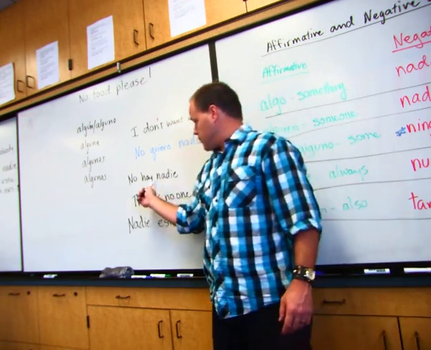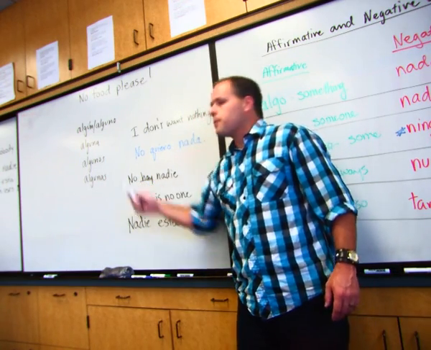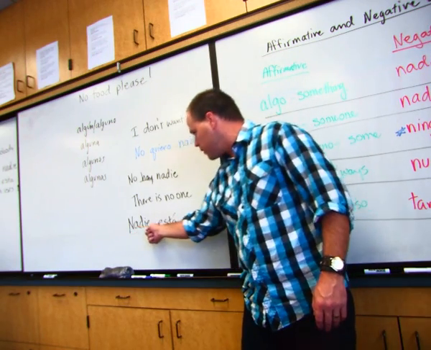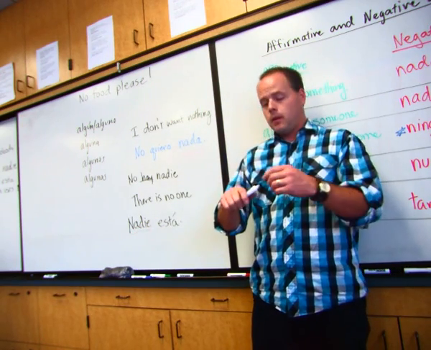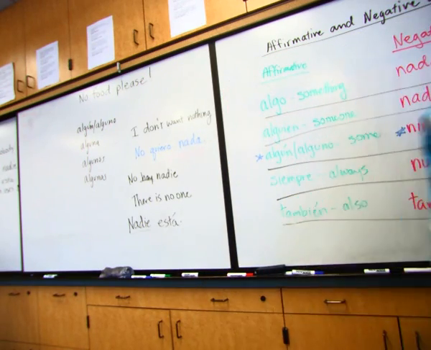So if you have, because remember, hay technically is a verb, haber. You have a verb there, you put the no in front of it, you have your double negative. But if you start the word with the negative word, you don't need to put the no in front of it. And that's it. Any questions about affirmative and negative words? Awesome.